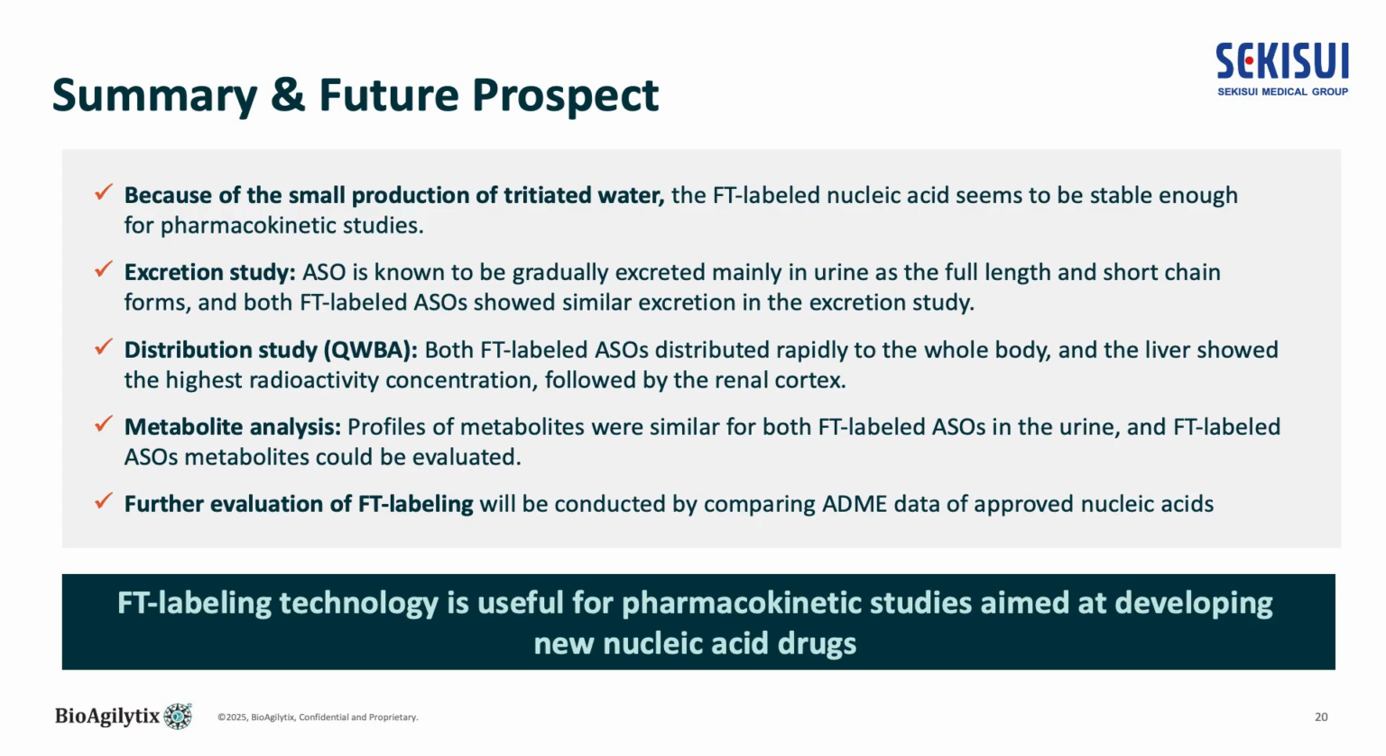In the distribution study, for QWBA, both FT-labeled ASOs distributed rapidly to the whole body, and the liver shows the highest radioactivity concentration, followed by the renal cortex. In the metabolite analysis study, profiles of metabolites were similar for both FT-labeled ASOs in the urine, and FT-labeled ASO metabolites could be evaluated.